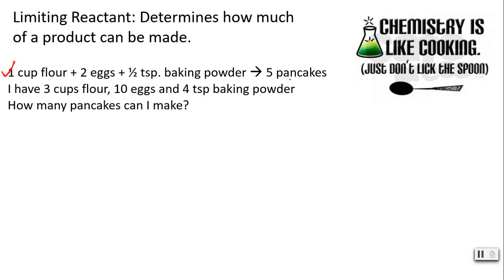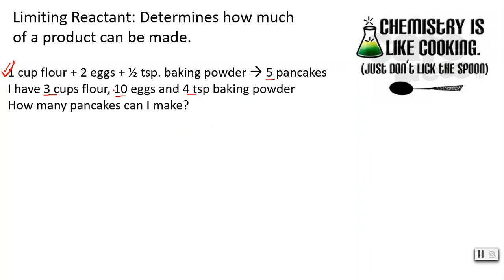So let's say I go rummaging around in my cupboard at home and I want to see how many pancakes I can make. Well, to know that, I need to know how much of certain ingredients that I need. So I go rummaging around in my cabinet and I find that I have 3 cups of flour, 10 eggs, and 4 teaspoons of baking powder. And I want to know, okay, so these are all the amounts of the ingredients that I have. Here is my recipe of what is needed for 5 pancakes. How many pancakes can I make?